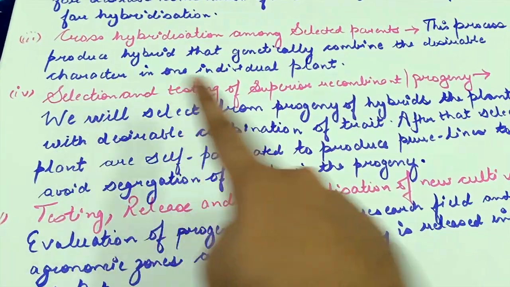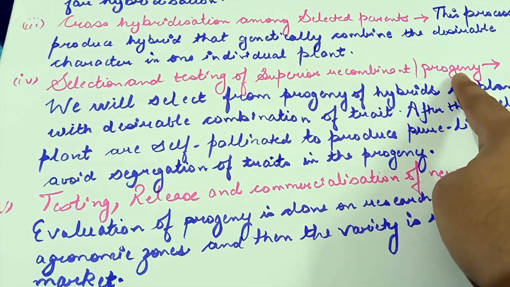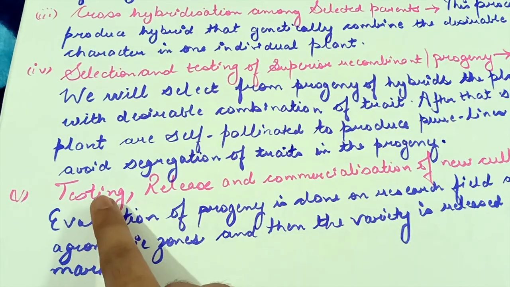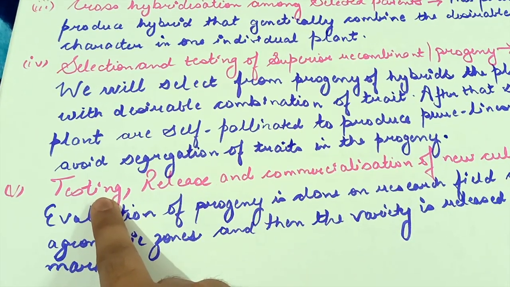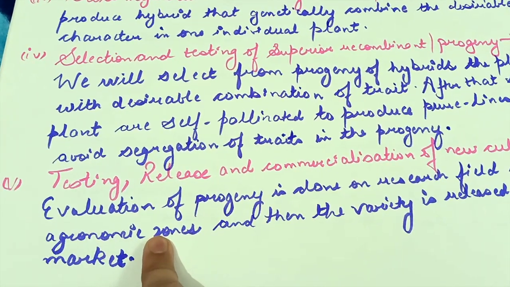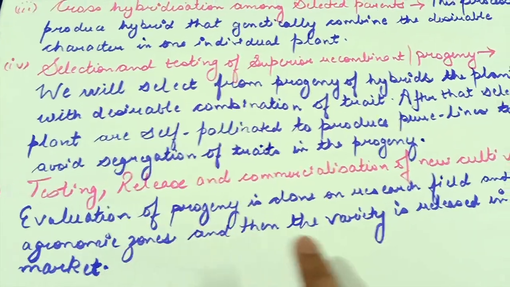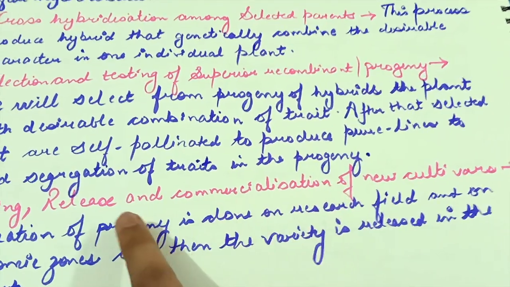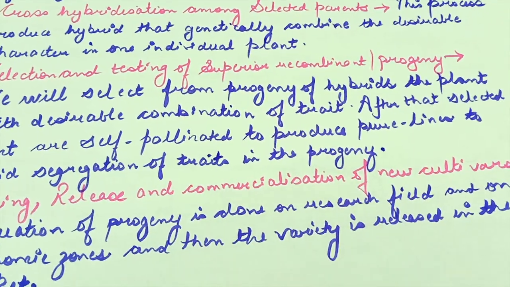After selecting the hybrid or the progeny, now this progeny is tested both on research fields and agronomic zones. And once it is approved, it is now ready for release in the market.